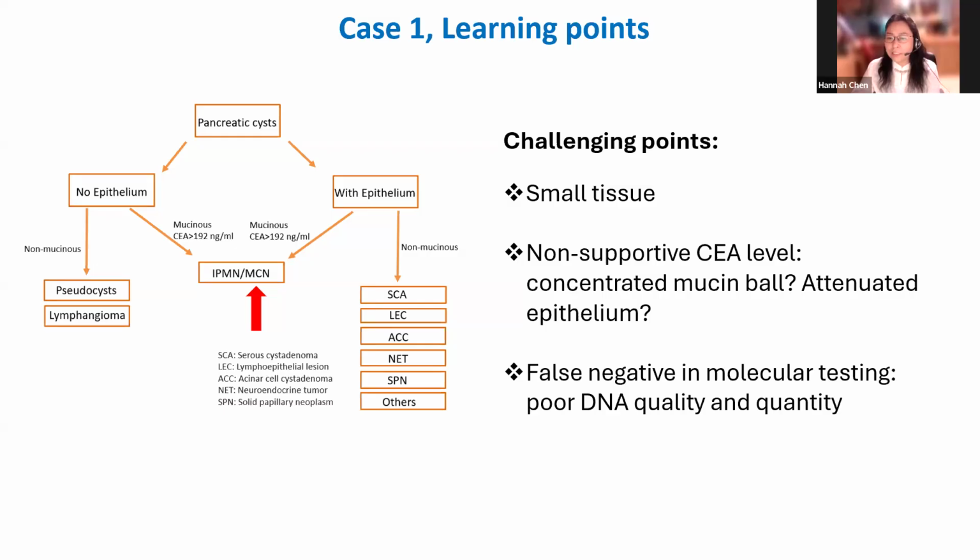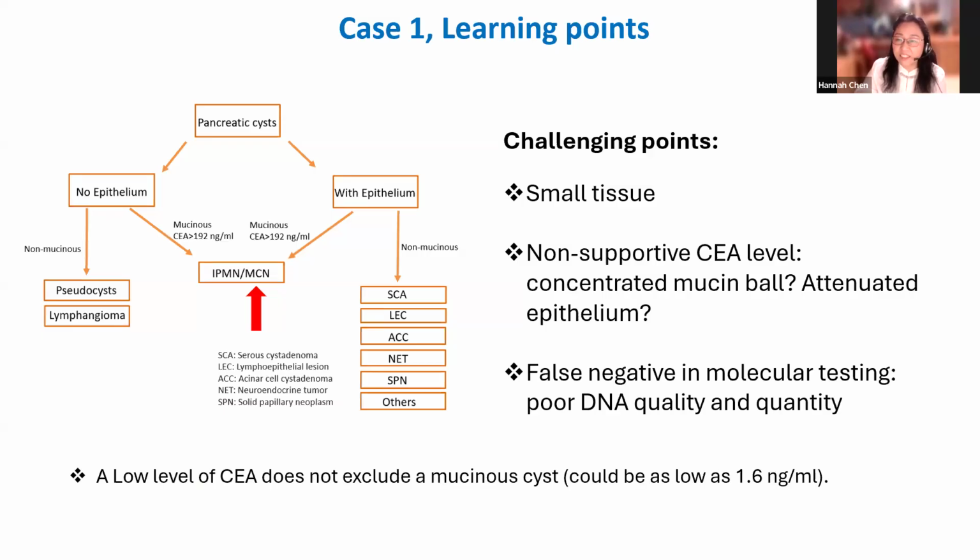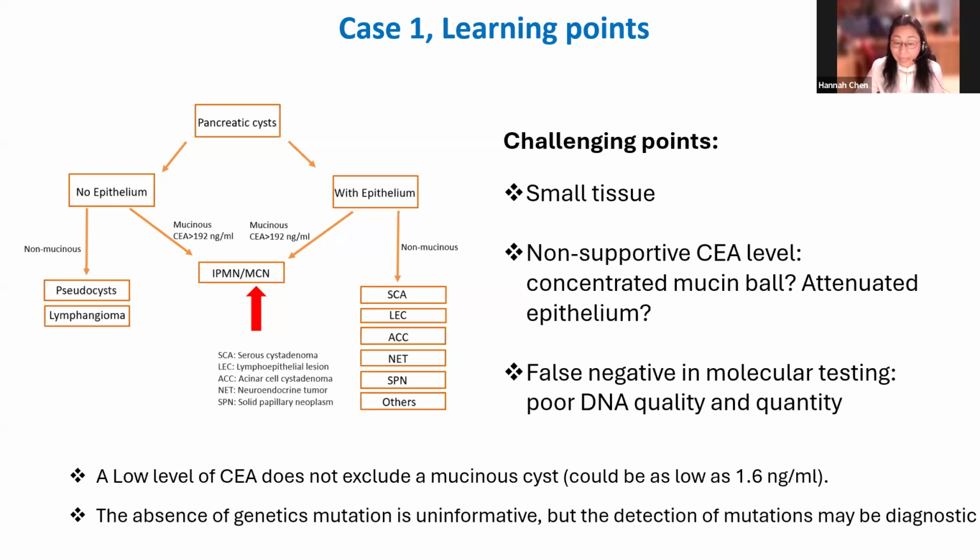And also this case shows false negative in molecular testing. Is the explanation most likely because of poor DNA quality and quantity. So the learning point of this case is a low level of CEA does not exclude a mucinous cyst. It could be as low as 1.6 nanogram per ml, like my case. The second point, the absence of genetic mutation is uninformative, but the detection of mutation may be diagnostic.